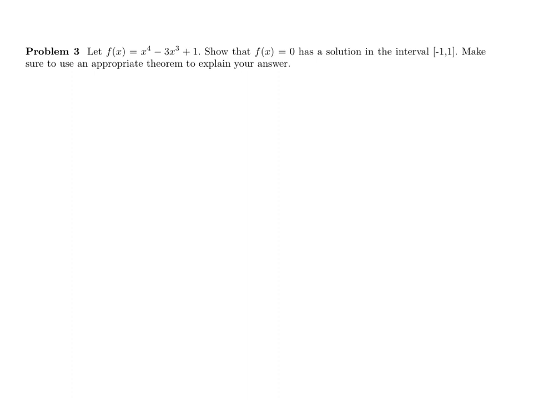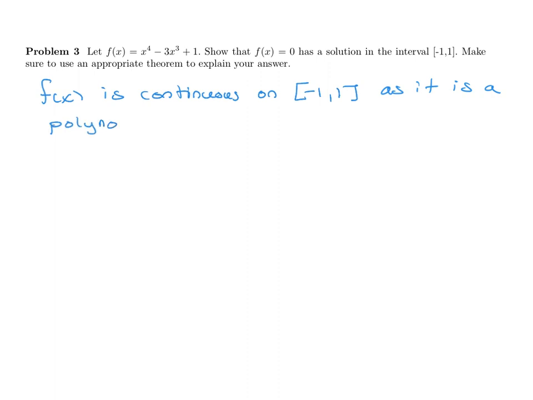So the first thing is, we need to know that this function is continuous on this interval. And is it? Yes. The reason is this is a polynomial. So it's important that we state that. I'll say that f of x is continuous on the interval from negative 1 to positive 1, as it is a polynomial. Polynomials are continuous everywhere, and therefore they're going to be continuous on any interval that you're working on.